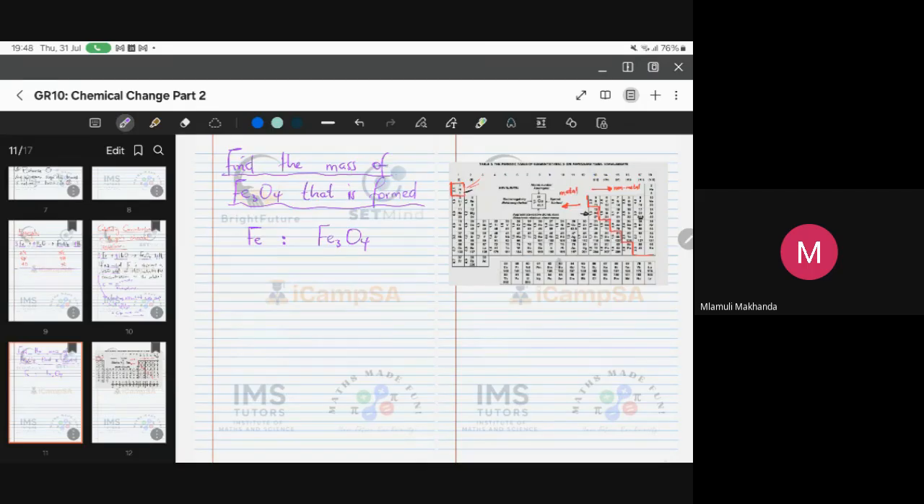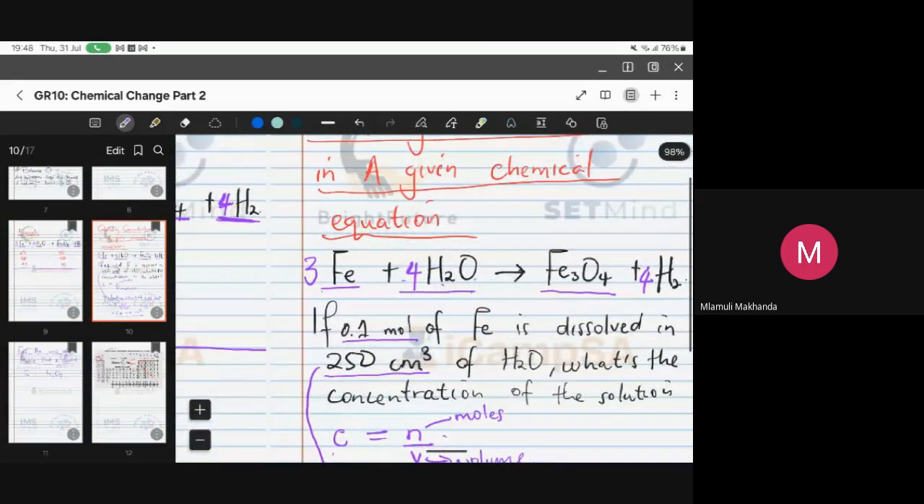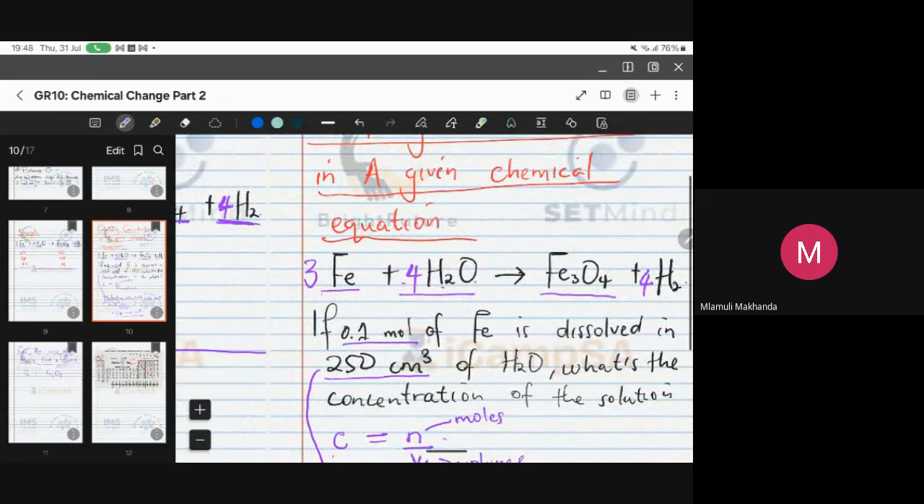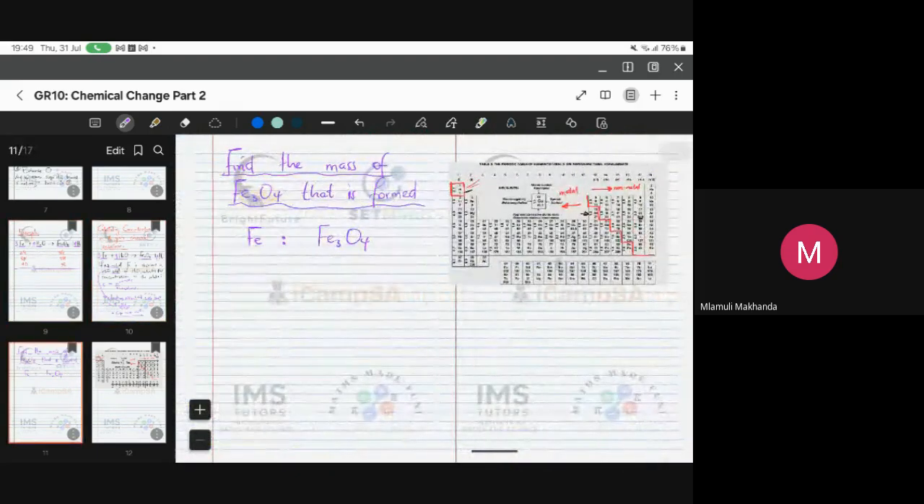Why are we doing this? Because remember, in our previous lesson, I told you what these mean. This equation, how you interpret it, how you would say it in words, you would say, we are reacting about 3 moles of iron with 4 moles of water to produce 1 mole of iron oxide and 4 moles of hydrogen. Right. So if we react 3 moles, how much are we getting as iron oxide?